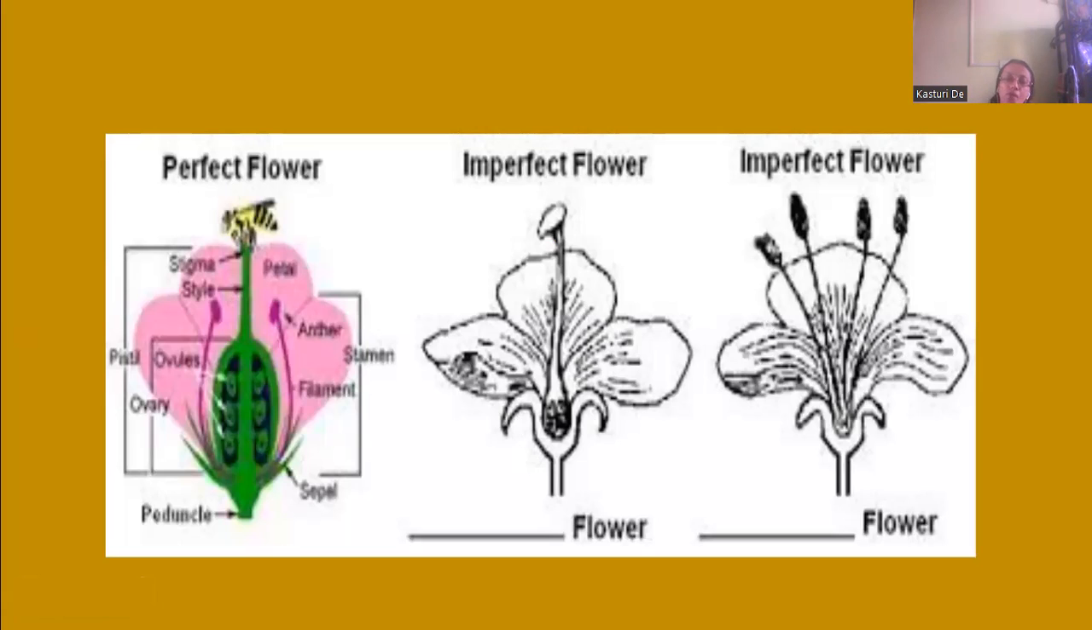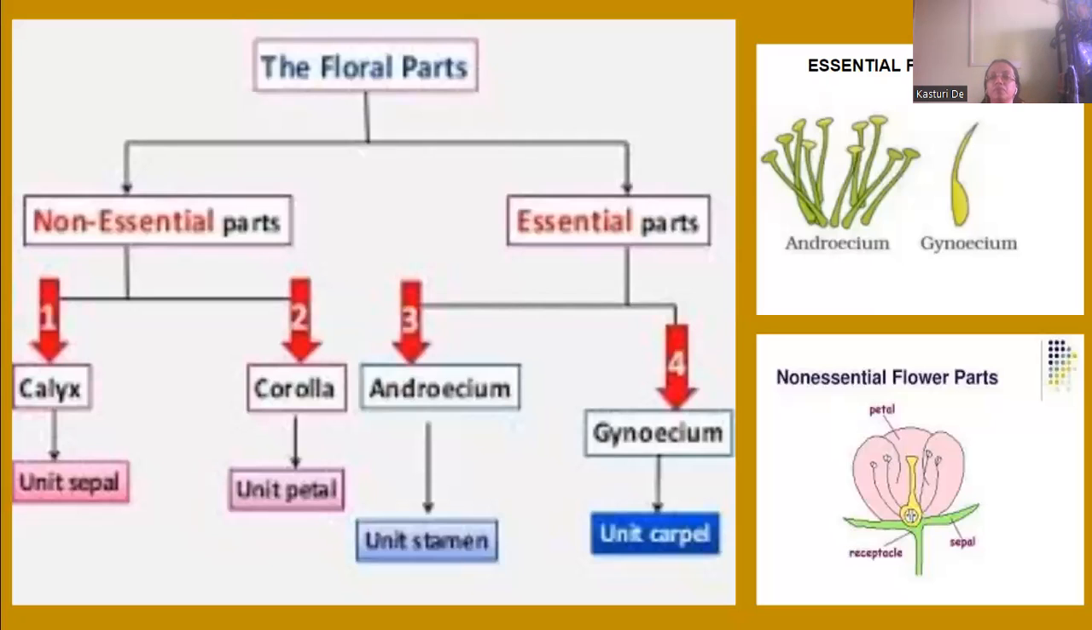See, the floral parts are divided into two parts: non-essential and essential parts. Non-essential parts are calyx and corolla. Calyx unit is sepal, corolla unit is petals. Essential parts are divided into two parts, androecium and gynoecium. Androecium's unit is stamens, gynoecium's unit is carpel. Clear? Next is essential floral parts. Here again, the picture is there: androecium, gynoecium, and non-essential parts. Receptacle, sepal, petal. Receptacle also comes under the non-essential part.